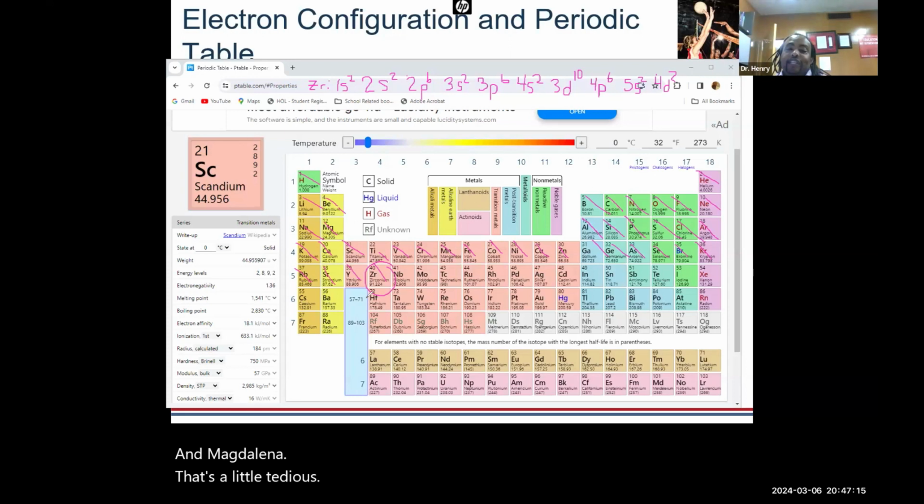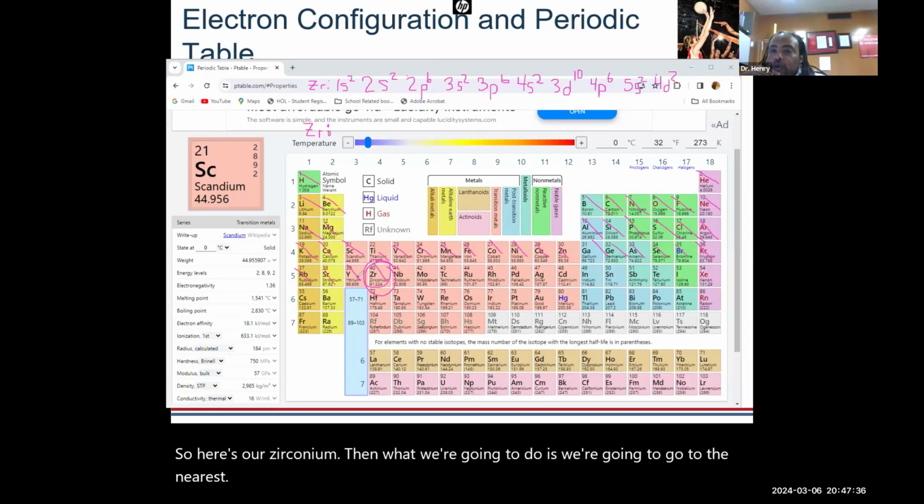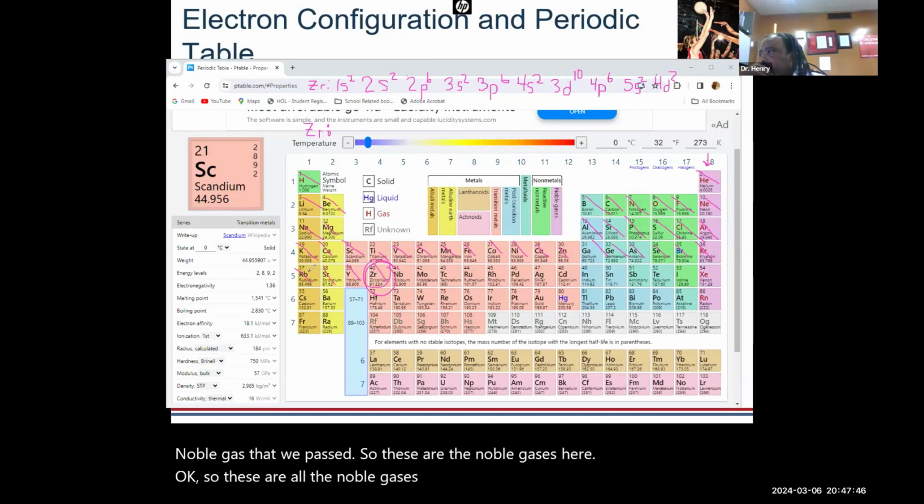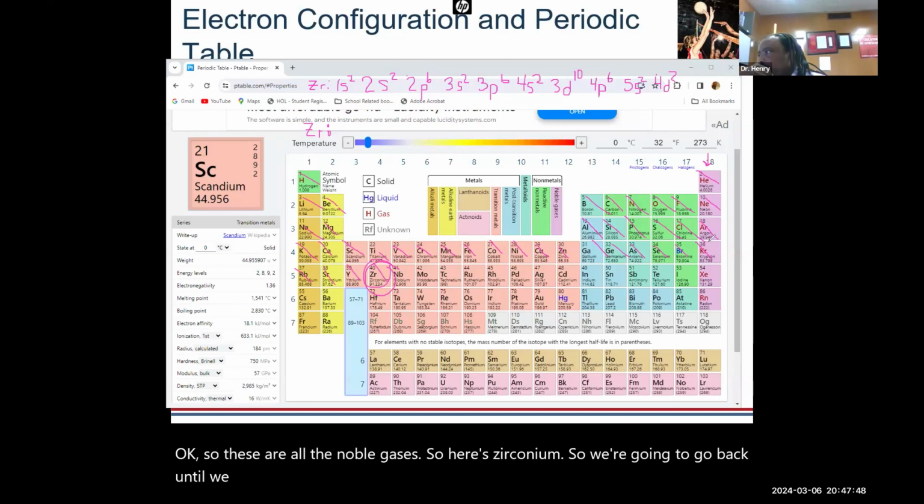Okay. So let me show you the less tedious way. You put the element like we did in the past. We're going to go to that element on our periodic table. So here's our zirconium. Then we're going to go to the nearest noble gas that we passed. So these are all the noble gases. We go back until we get to our nearest noble gas that we've already passed. That would be krypton.